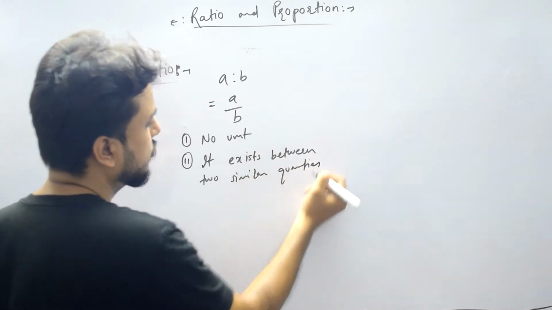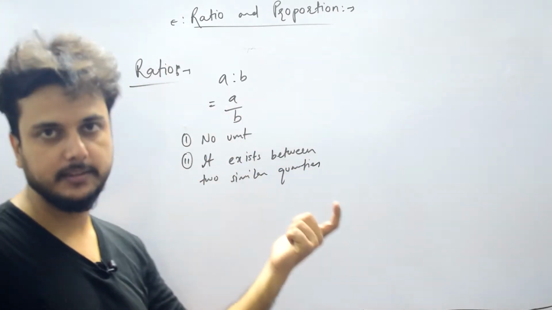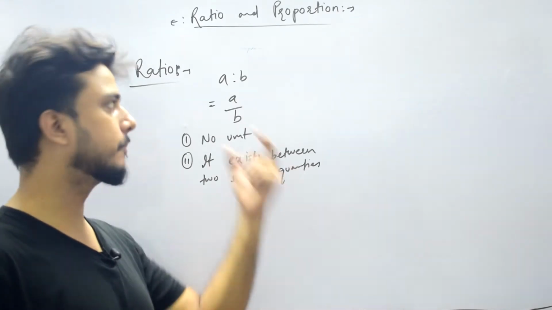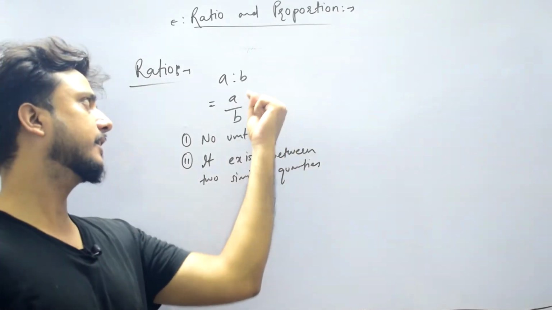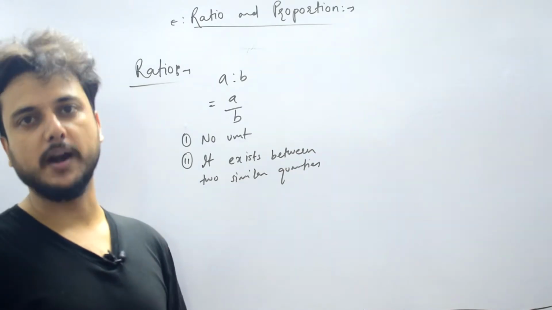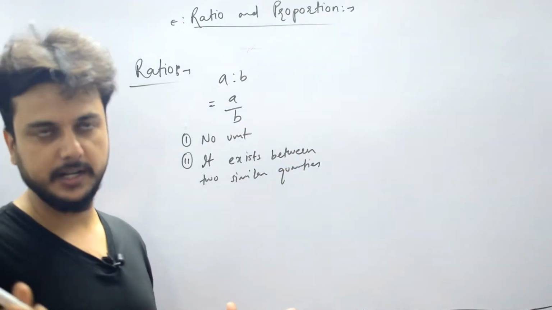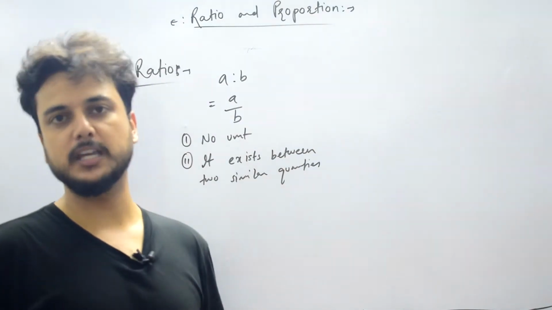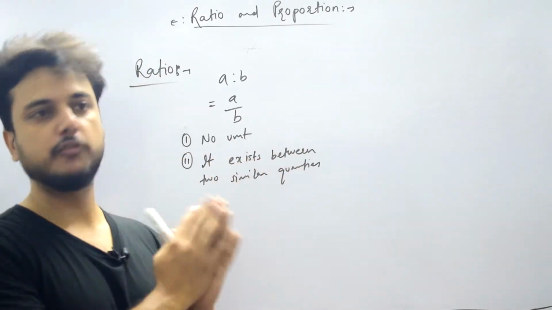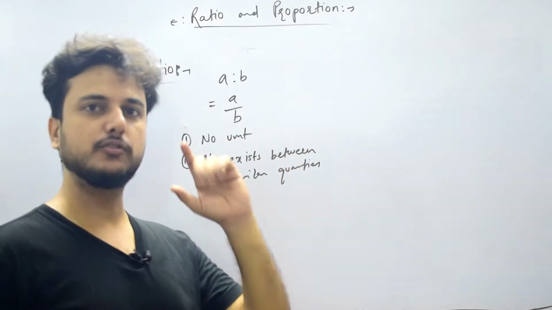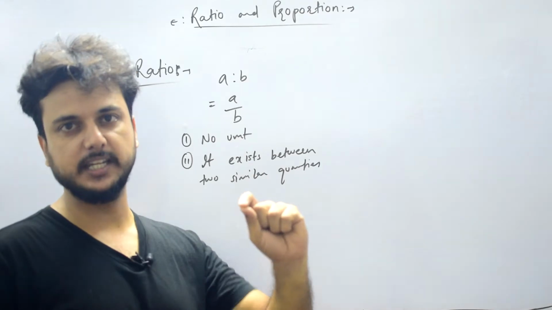Two similar quantities means both should be length, or both should be mass, or whatever, but they must be the same quantity. The unit might be different, which we also have to keep in mind, that is, before calculating the ratio we have to convert both the units into the same unit.